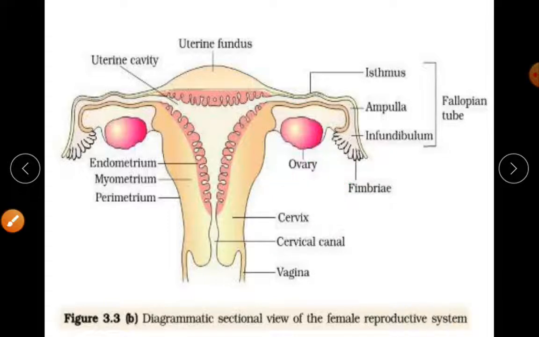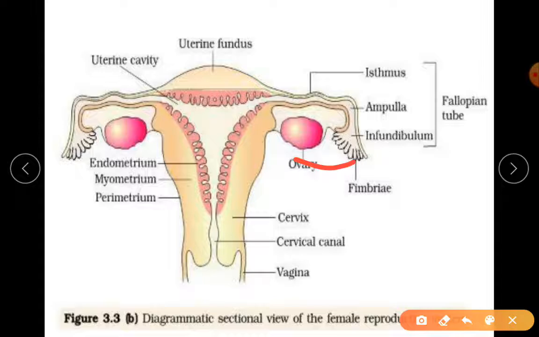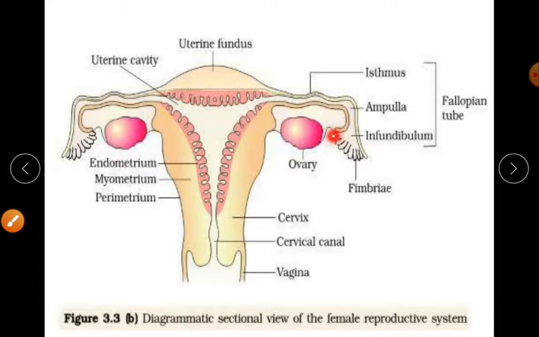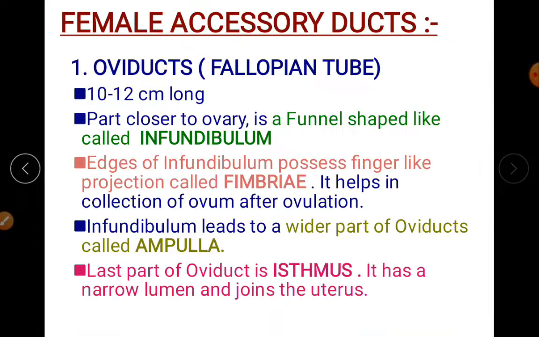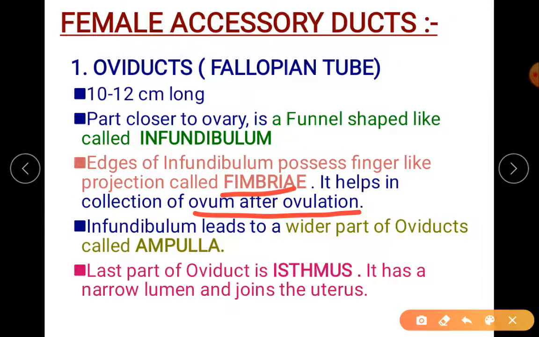Now the diagram seems to be very far. How is the ovum taken up by the fimbriae? Remember, it will be a little more closer, and that will be helpful for the ovary to easily release its ovum and for the fimbriae to easily take in the ovum. So this is how the entry takes place. This is your finger like projection called fimbriae. I hope it is clear why fimbriae is needed. It is mainly helping in the collection of ovum.